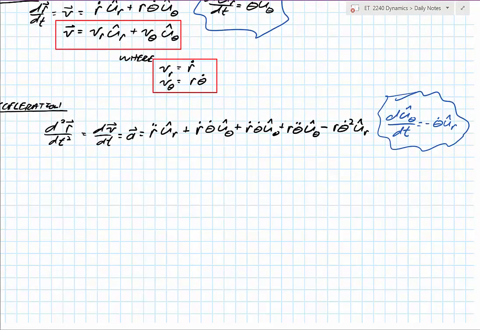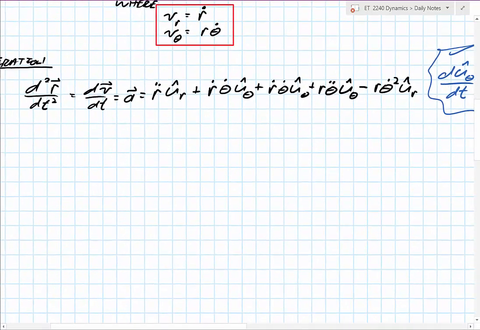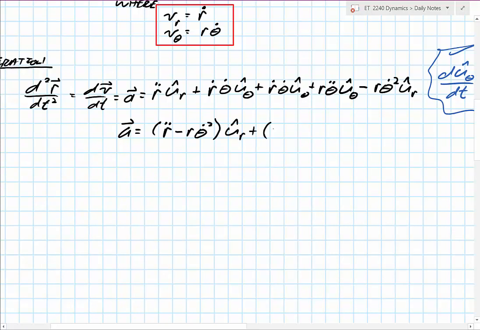So as this does look a little bit congested, I'm going to do some refinement, and I'm going to come up with an acceleration by separating out my unit vector u r and u theta, and I end up with r double dot minus r theta dot squared, and those are my two terms in this radial direction. In the transverse direction, I have a 2r dot theta dot plus r theta double dot. That's in my transverse or theta direction.